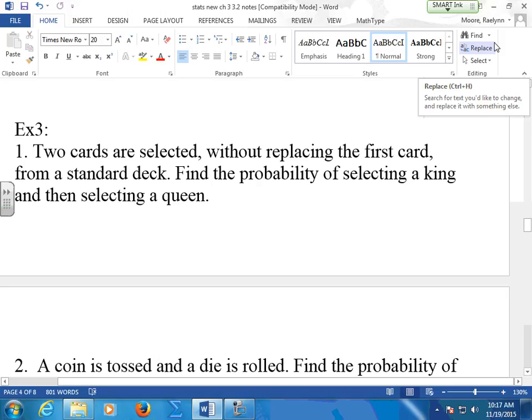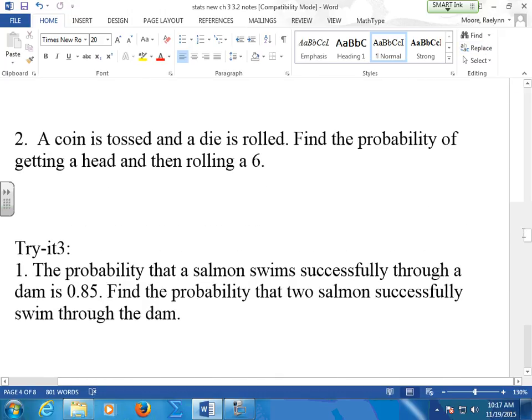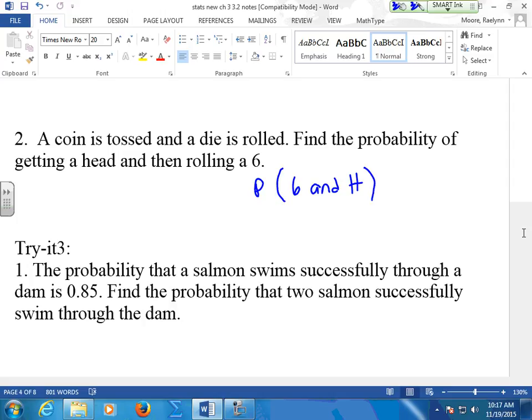Okay, let's try another one. A coin is tossed and a die is rolled. Find the probability of getting a heads and then rolling a 6. I want to get a heads and then a 6. It doesn't matter which order you do them in because it's going to be the same thing. But we have to worry about whether it's independent or dependent. Is there a dependency or is it independent here?